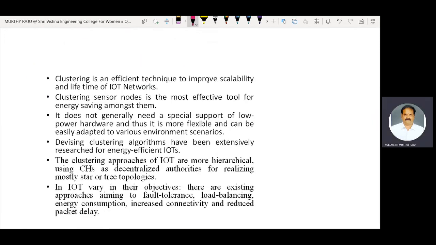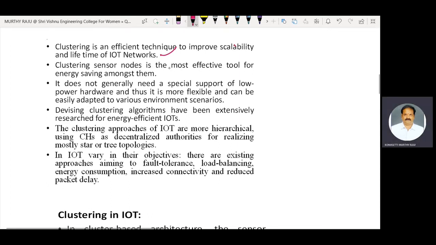Clustering is an efficient technique to improve scalability and the lifetime of an IoT network. Scalability means adding a new IoT device to the clusters. It is very easy compared to other techniques. It increases the lifetime of IoT networks.